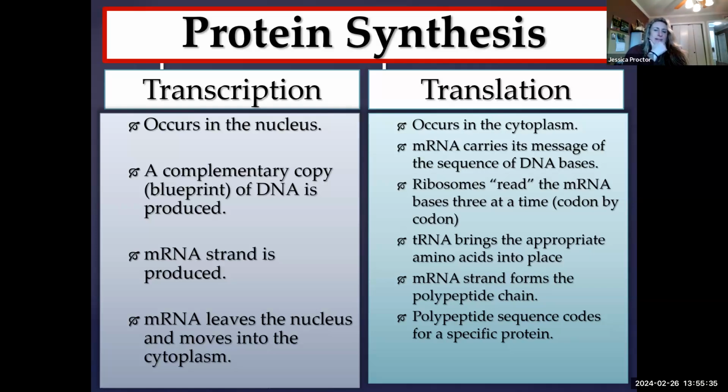And then step 2, known as translation, is going to occur entirely out in the cytoplasm where the ribosomes are located. The messenger RNA carries its message of the sequence of DNA bases. And the ribosomes, the readers, are going to go through and read the code codon by codon, or set of 3 by set of 3. Then the transfer RNA, tRNA, is going to bring in the appropriate amino acid and lock it into place. So the end result, we've got this chain of amino acids, also called a polypeptide chain or polypeptide sequence.